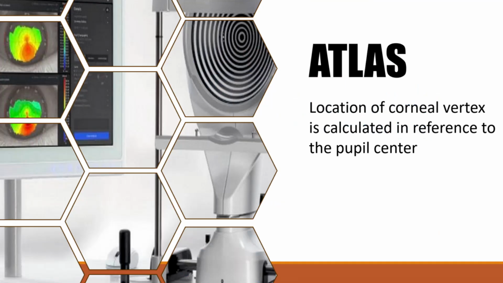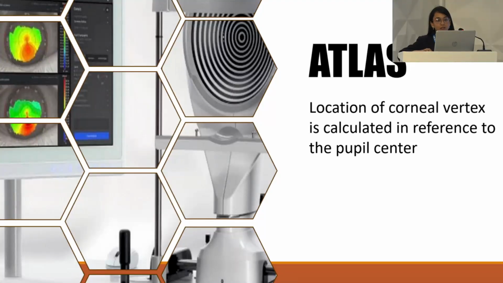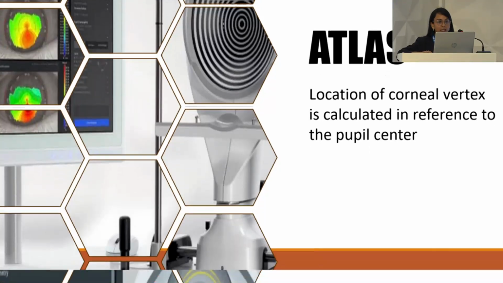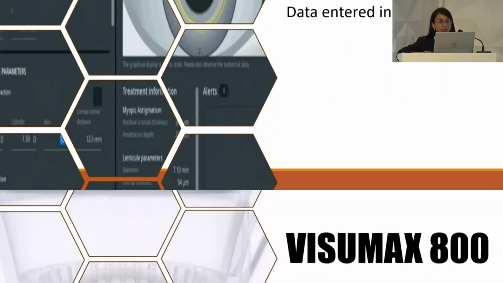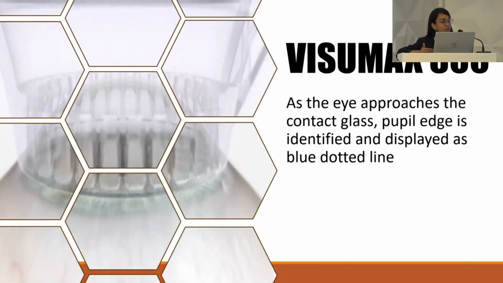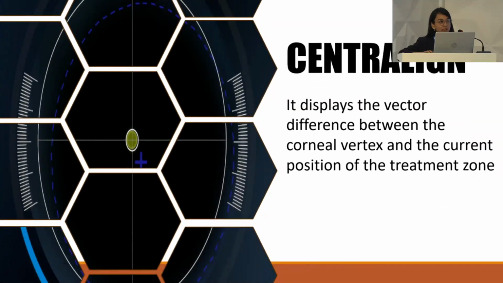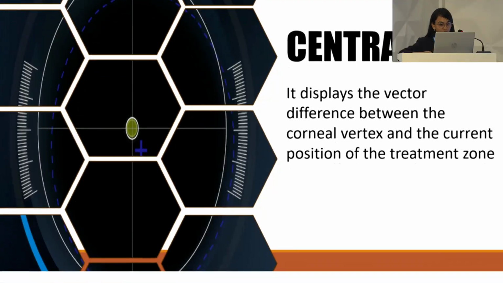The first step begins when we take the location of the corneal vertex calculated in reference to the pupil center from the Atlas. Next, we enter that data into the VisualMax 800. Then when the treatment starts and as the eye approaches the contact glass, the pupil edge is identified and displayed as a blue dotted line. The Centralign then displays the vector difference between the corneal vertex and the current position of the treatment zone.